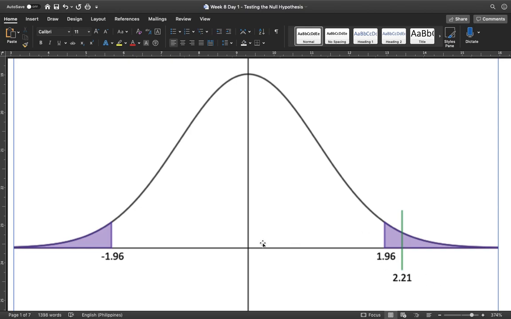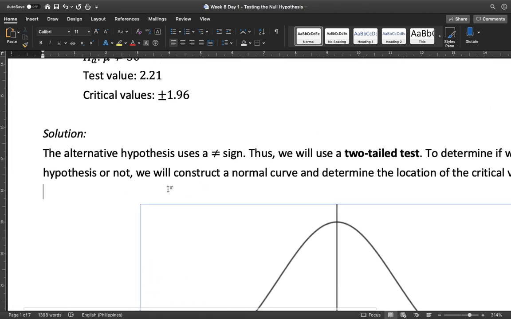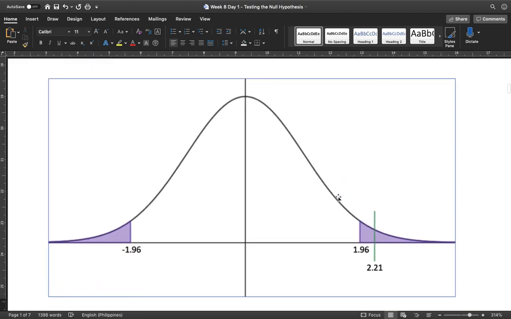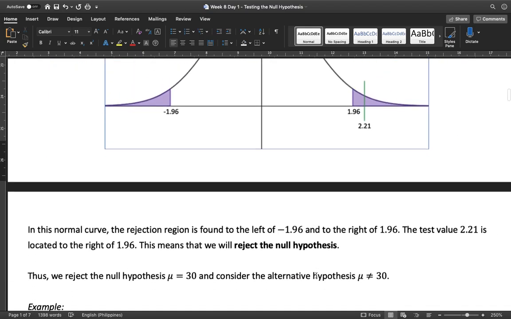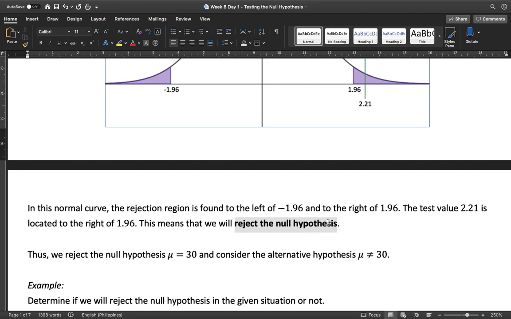Now, this 2.21 here, if you remember, this is the test value. So, we plot the test value. It's right here. As we can see here, the test value is in the rejection region. So, ang interpretation natin dyan is we will reject the null hypothesis. So, we reject population mean equal to 30 and we will consider this time the alternative hypothesis: the mean is not equal to 30. So, that's how we decide whether we reject the null hypothesis or not.